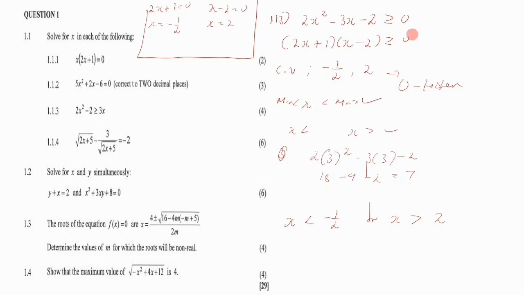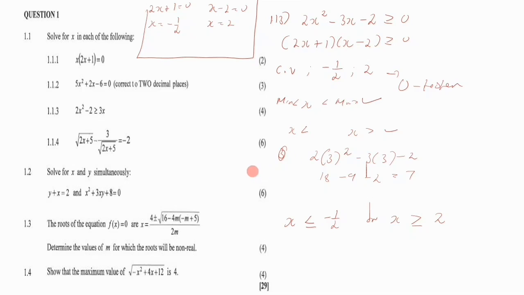But then remember, our inequality is greater or equal to 0. So we need to come here and say x must be less than or equal to -0.5, or x must be greater or equal to 2. Remember, they also wanted this inequality to be equal to 0. So when we put in our critical values, they will give us 0 for this equation here.